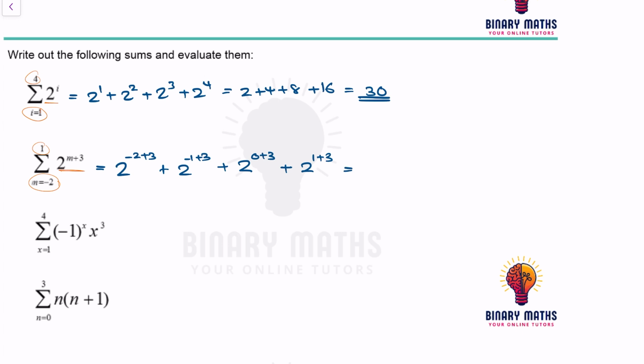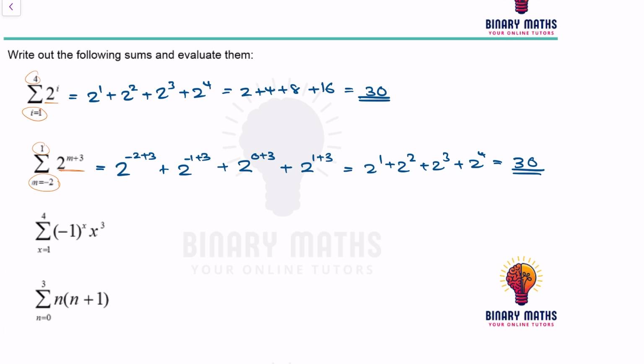Okay, which gives me 2 to the power of 1 plus 2 to the power of 2 plus 2 to the power of 3 plus 2 to the power of 4, which is what I've calculated already in the previous question. So it's going to give me the same answer, which is 30.